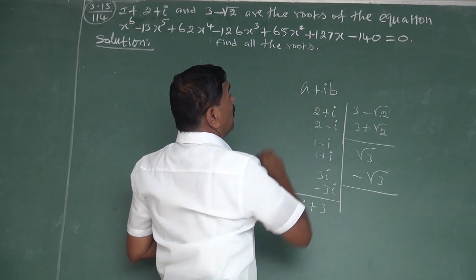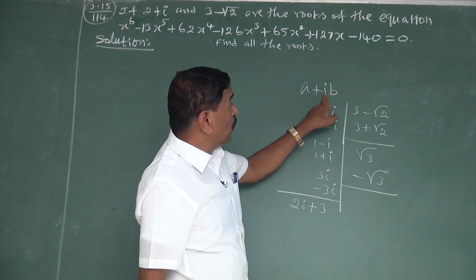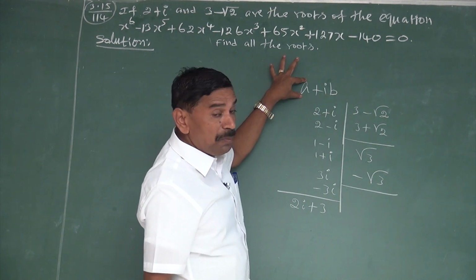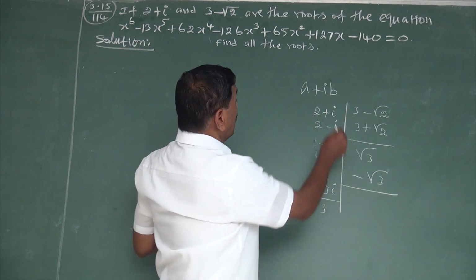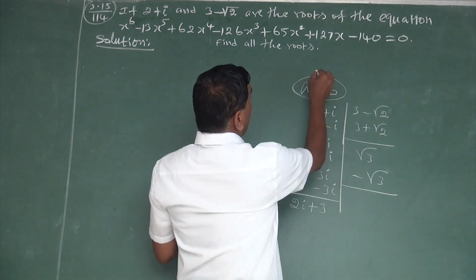The complex number will be of the form a plus ib, where a is equal to the real part and the coefficient of i is b, where b is equal to the imaginary part. a equal to real part, b equal to imaginary part. If one root is a plus ib, then the other root is, very good, a minus ib.